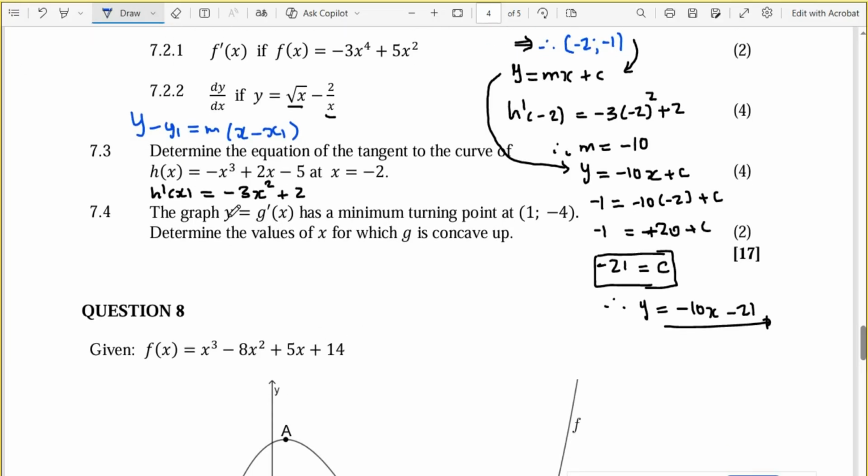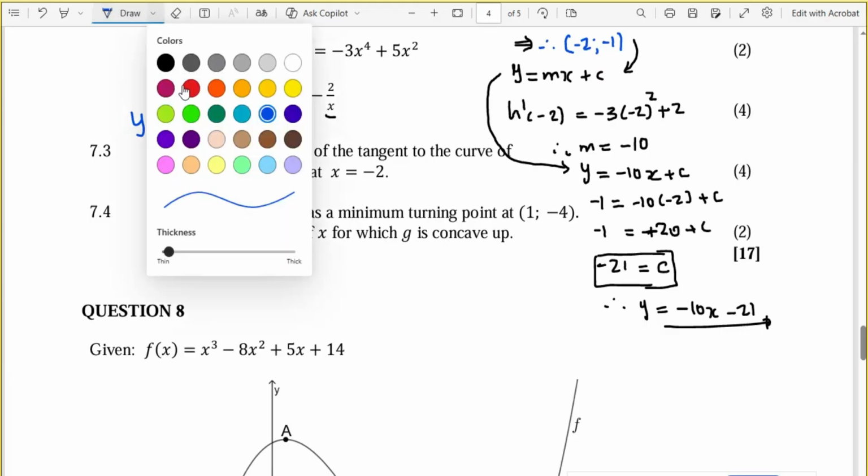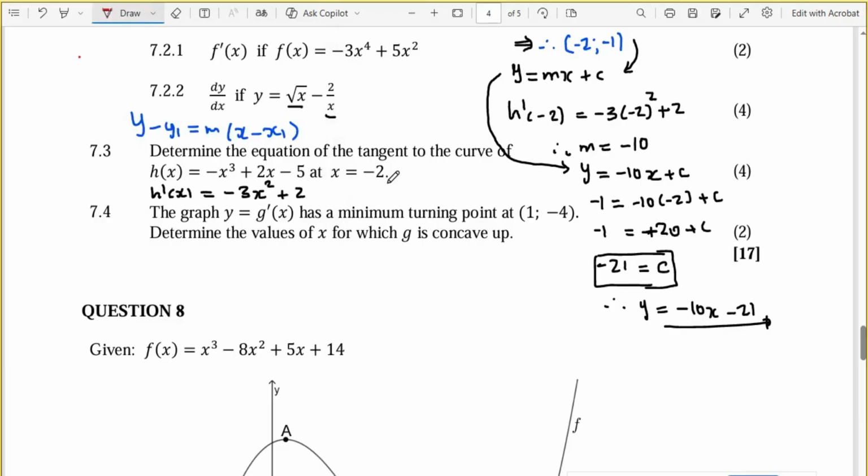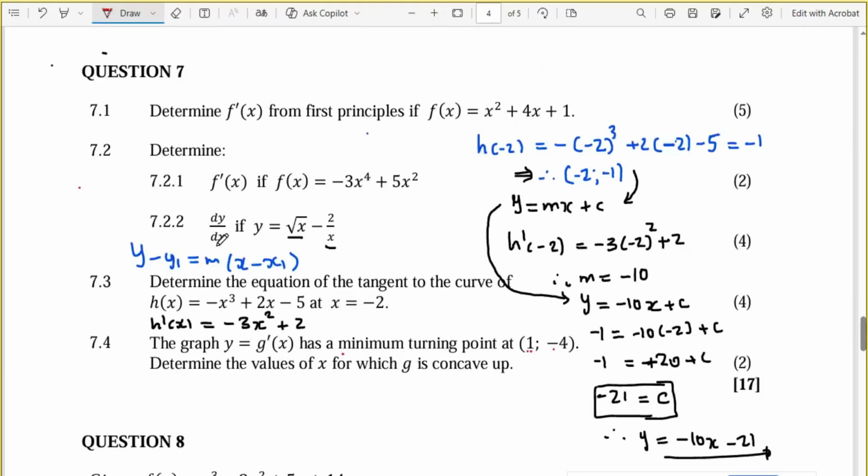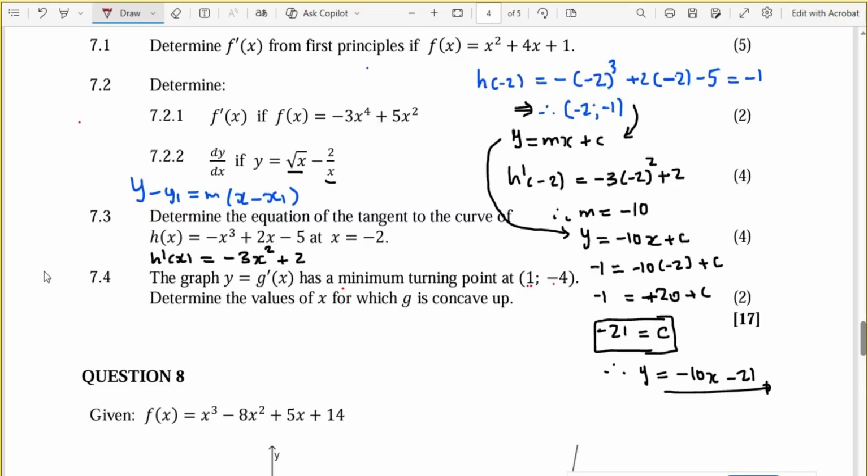Okay, so 7.4. Look at 7.4. They say that they want you to find, the graph g prime has a minimum turning point at 1 and minus 4. Determine the values of x. So this 7.4 is no longer part of the previous one, 7.4 is on its own. This is a new question.